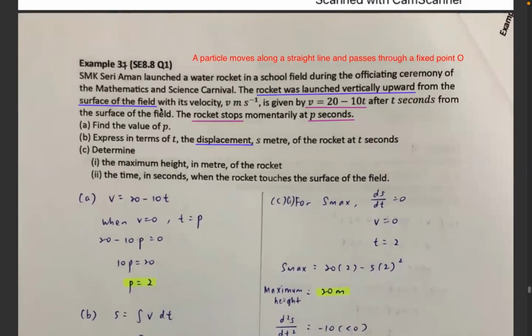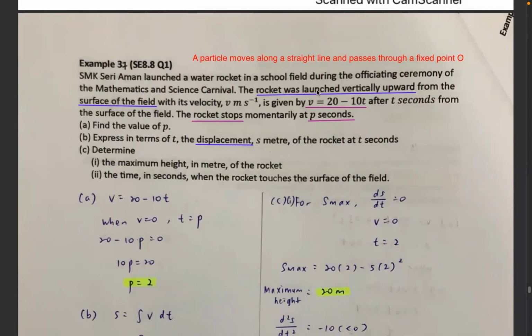surface of the field. Okay, let's recall. Previously in other questions, we see this sentence very often: a particle moves along a straight line and passes through a fixed point O. That means the particle starts moving at fixed point O. That means when t equals 0, s equals 0. So usually the particle moves horizontally. Whereas for this question, they said the rocket was launched vertically upward.